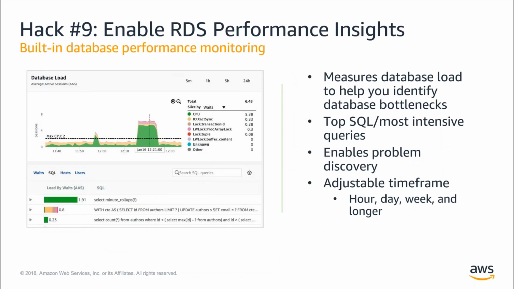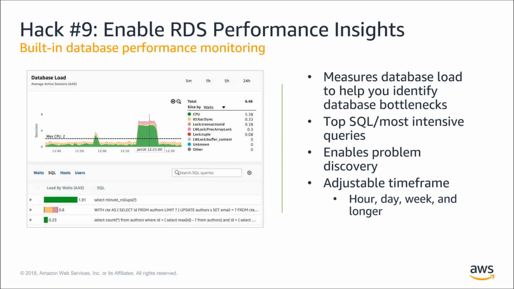While CloudWatch and Enhanced Monitoring help you manage your server infrastructure, there's sometimes you want to look inside your database to help troubleshoot performance issues. And that's why hack number 9 is enabling RDS Performance Insights. RDS Performance Insights offers an easy to understand dashboard that really helps you take a look at what's going on inside your database. And even non-experts can quickly take a look and see whether there are any performance bottlenecks in their database workloads and where they should take an action.